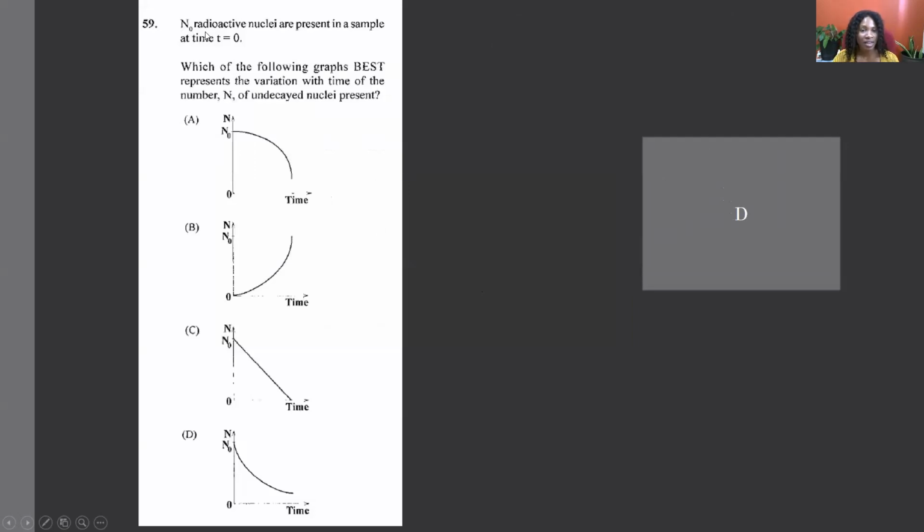Okay, so it says N0 radioactive nuclei are present in a sample at time t equals 0. Which of the following graphs best represents the variation with time of the number n of undecayed nuclei present? Now remember that we said that graphs of radioactive nuclei are usually represented by exponential decay, and so the answer would have to be D.